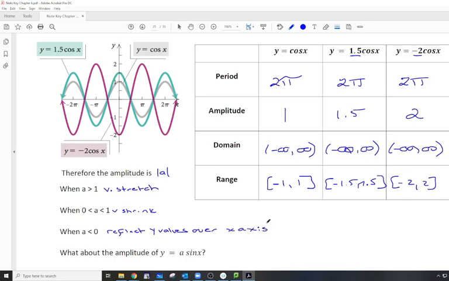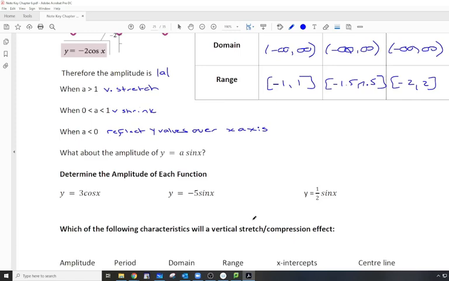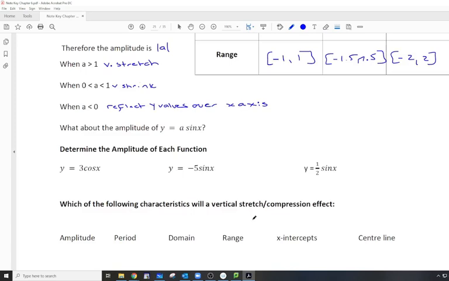Okay, so now what we're going to do is just look at the sine graph. So y equals A sine x. So I'm not going to graph these, but it says, what about the amplitude of y equals A sine x? It's still the absolute value of A. Sine and cosine, same thing.